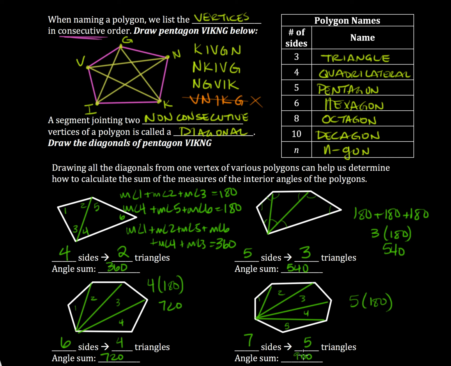So a 7-sided polygon gives me 900, 6-sided gives me 720, 5-sided 540, 4-sided 360, and of course we know a 3-sided polygon would be 180. So every time we add a side to our polygon, we're actually adding 180 degrees to the angle sum.